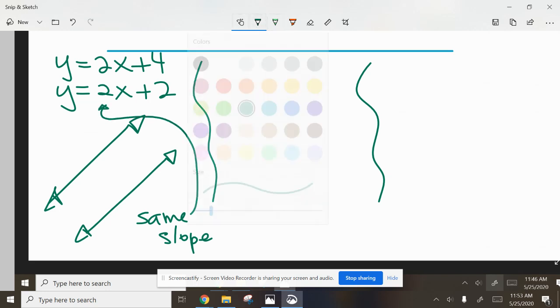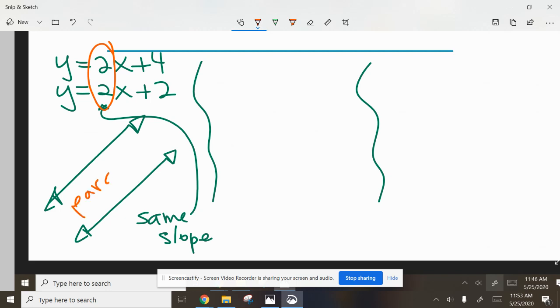I'm getting a little quick here. I want to make sure I get all this in the video. They have the same slope, and I shouldn't circle the x's. The slopes are the 2's right there. And when they have the same slope, they are considered parallel.